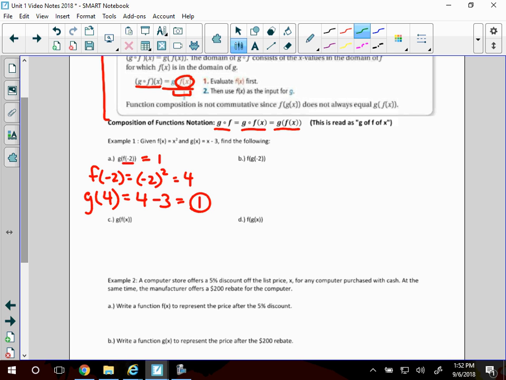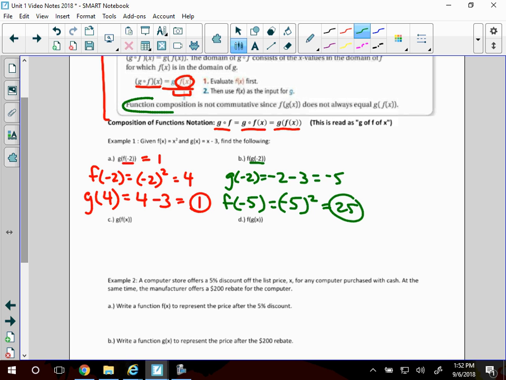All right. So again, we're going to start with the innermost part. I'm going to find g of negative 2. That's telling me to go into the g function, and where I see x, replace it with negative 2. That simplifies to negative 5. So now I'm going to find f of that value, negative 5, which is saying go into the f function, and where I see x, replace it with negative 5. And that would give me a positive 25. So notice these problems were the same, but the order was different, and I get 2 different answers.